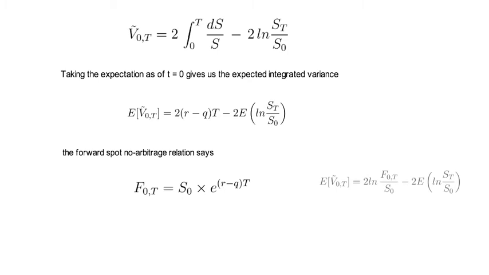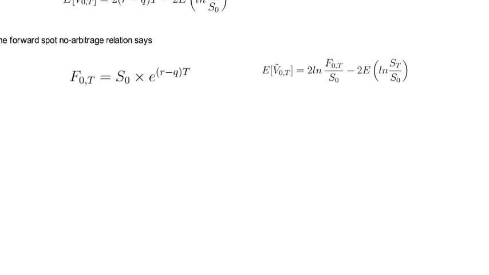So substituting that forward spot relationship into the last expression for the expected integrated variance allows us to rewrite that expected integrated variance as 2 times the log of the futures over the spot price minus 2 times the expectation of the log S_T over S_0. Now here is how we smuggle in the price of put options into that last equation.